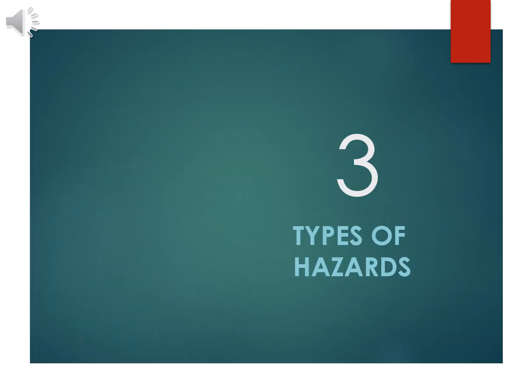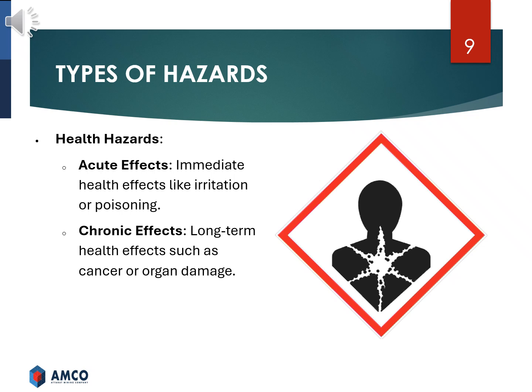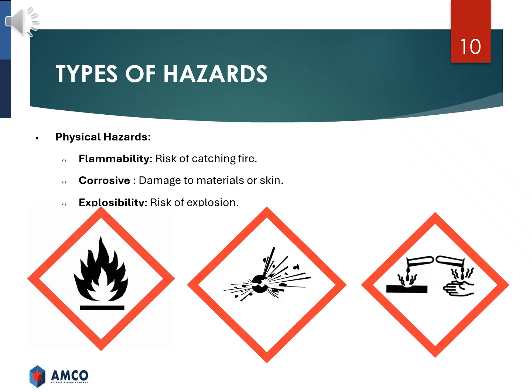Types of hazards. Health hazards. Acute effects: immediate health effects like irritation or poisoning. Chronic effects: long-term health effects such as cancer or organ damage. Physical hazards. Flammability: risk of catching fire. Corrosive: damage to materials or skin. Explosibility: risk of explosion.